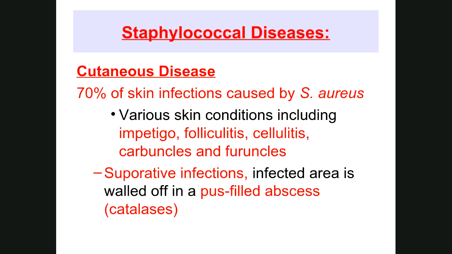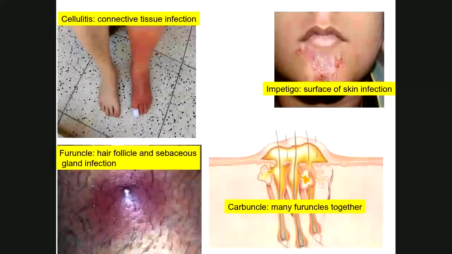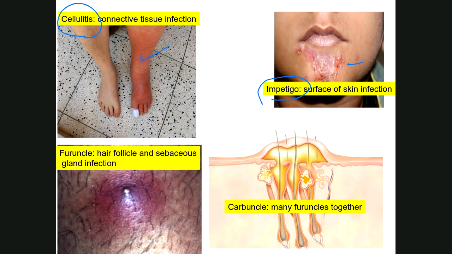So again, most of the Staphylococcus aureus infections are going to be skin infections. Most of the skin infections are going to produce pus. That's a characteristic of the organism. And so we have infections like impetigo, which is an infection of the epidermis of the skin. Cellulitis, which is an infection of connective tissue. Furuncles are infections of hair follicles and sebaceous glands. Carbuncles is many furuncles together, so many hair follicles infected.